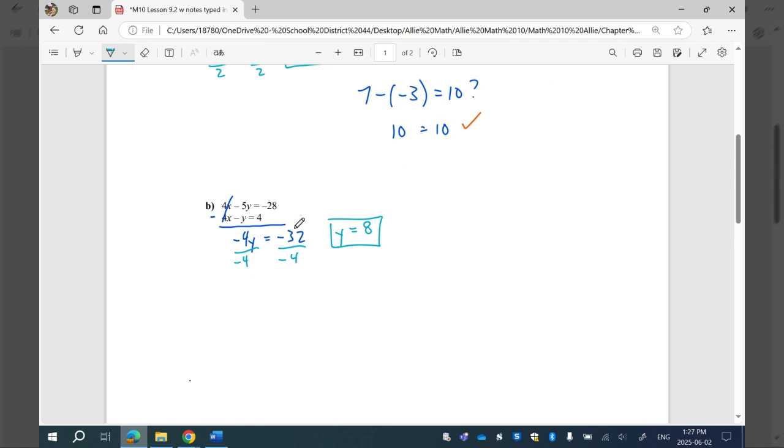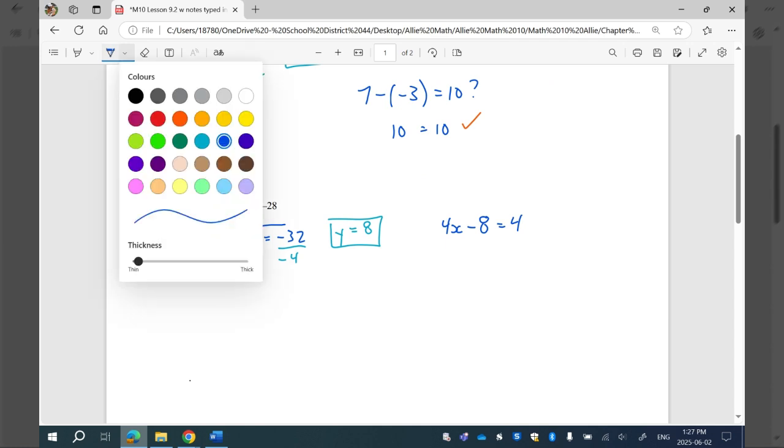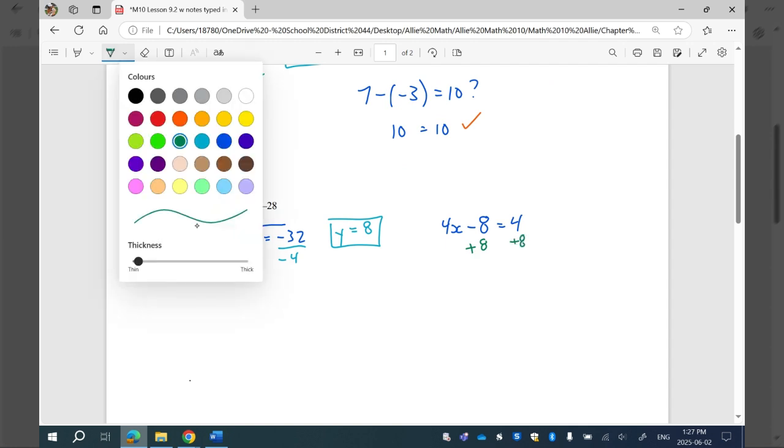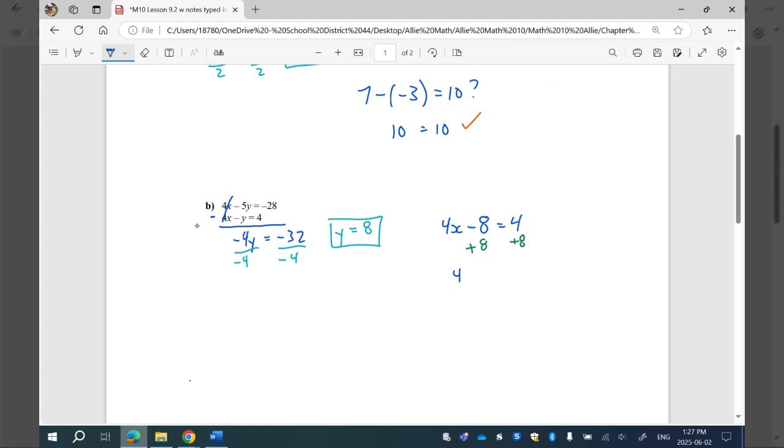Okay, and now we can substitute it back into either of our original equations. Maybe I will do our second one, 4x subtract 8 equals 4. Now let's add 8 to each side, and we get that 4x equals 12. And we can now divide by 4, and we get that x equals 3.